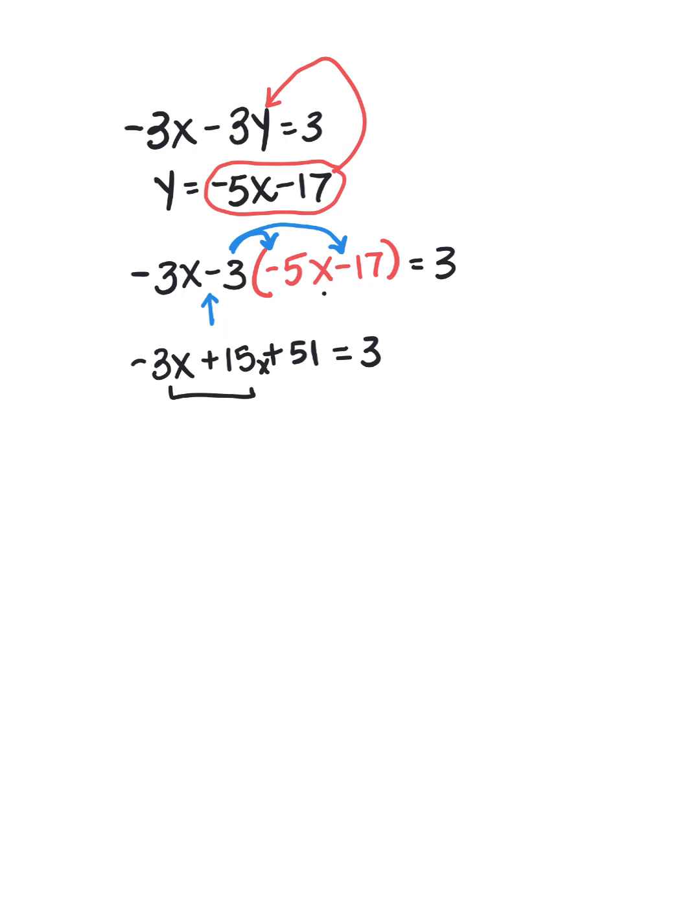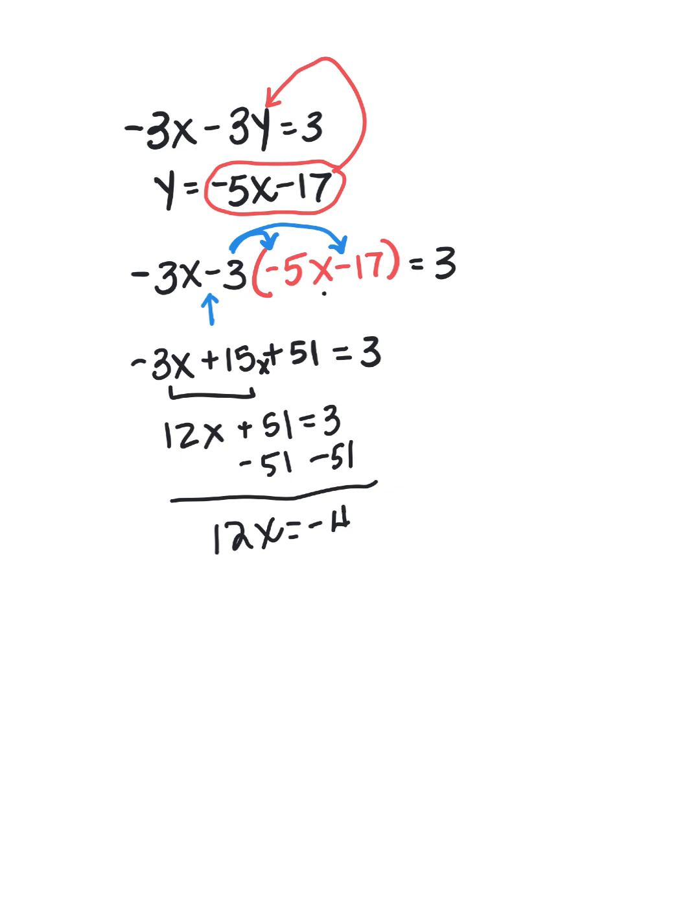First, I'm going to combine like terms. That gives me 12x, and then that's plus 51 equals 3. Subtract 51 from both sides, because remember I'm trying to isolate that variable. That gives me 12x is equal to negative 48. Negative because the negative number is bigger. Get rid of the coefficient by dividing by 12, and we get x is equal to negative 4.